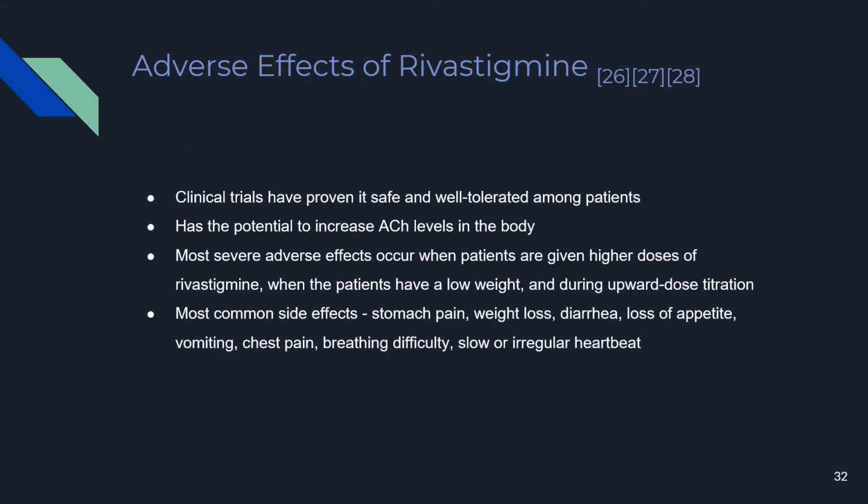Although clinical trials have confirmed that rivastigmine is safe and well tolerated by patients, it has the potential to increase acetylcholine levels in the body, which imposes the risk of side effects caused by increased acetylcholine. Most severe adverse effects of rivastigmine occur when patients who are underweight are administered the drug, when patients are given higher doses, and during the upward dose titration procedure. But these side effects often resolve after 1 to 3 weeks of treatment, and the most commonly observed side effects are stomach pain, weight loss, diarrhea, loss of appetite, vomiting, chest pain, breathing difficulty, and slow or irregular heartbeat.